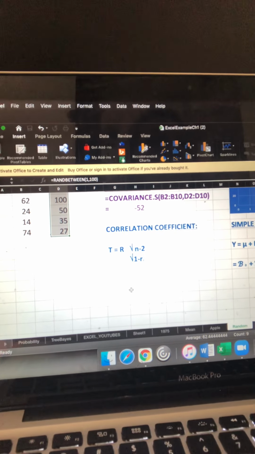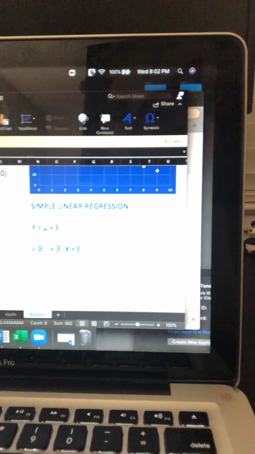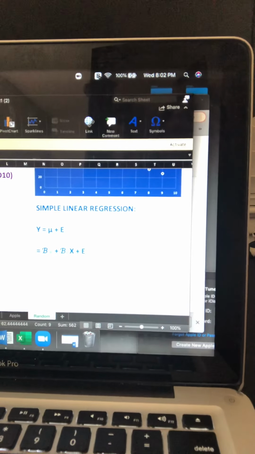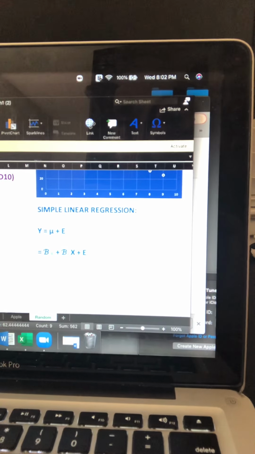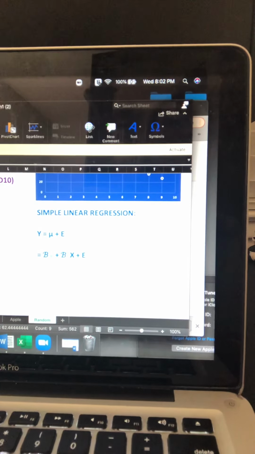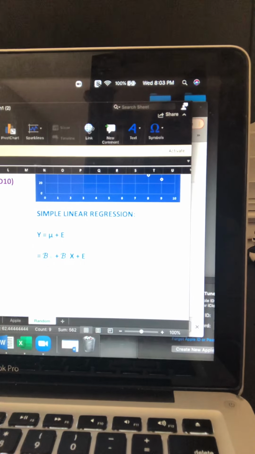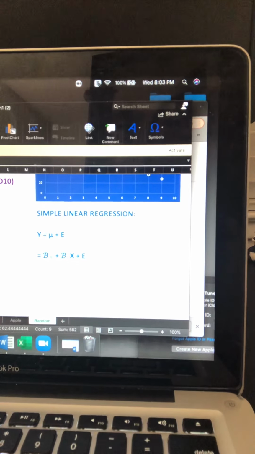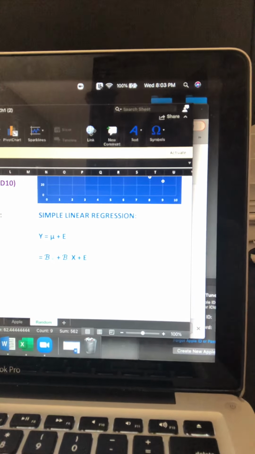Now, the simple regression model formula is going to look like this. So this is y equals the mean of y at x, the y-intercept, plus your error, denoted by e. You can also write it as beta sub 0 plus beta sub 1 times x plus e for the error, where beta sub 0 is the y-intercept where x equals 0, and beta sub 1 is the slope or change in the mean of y per unit of x, plus e for the error.